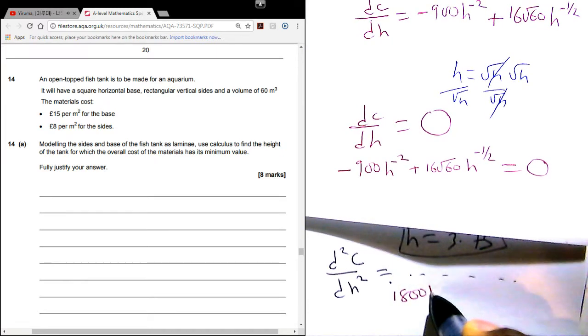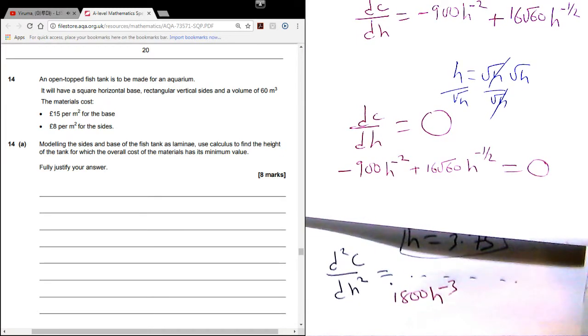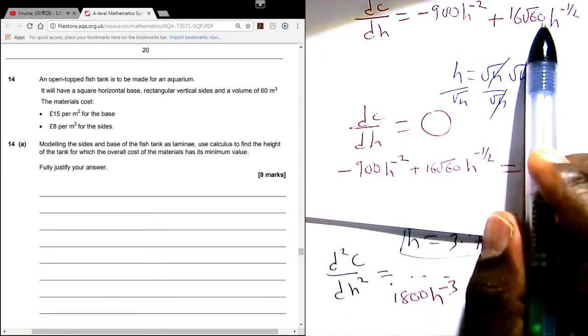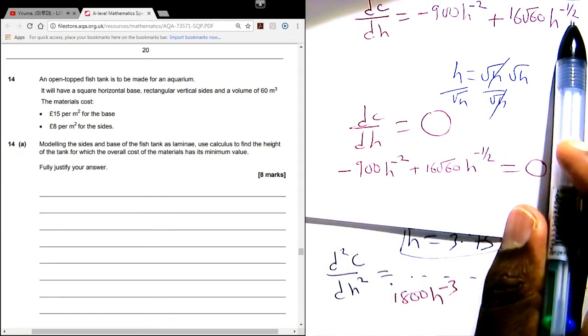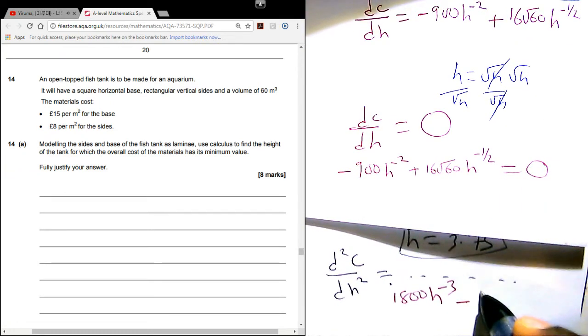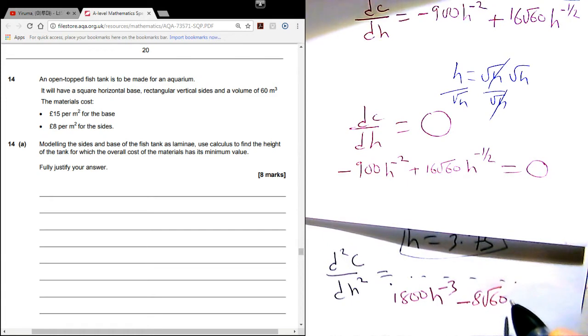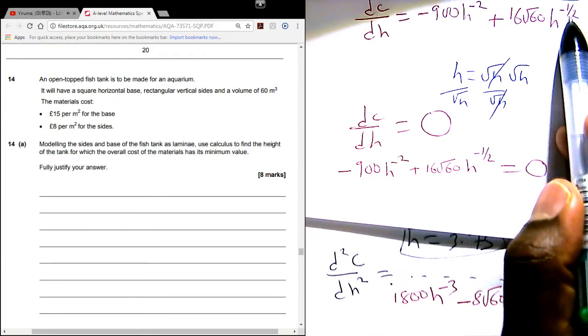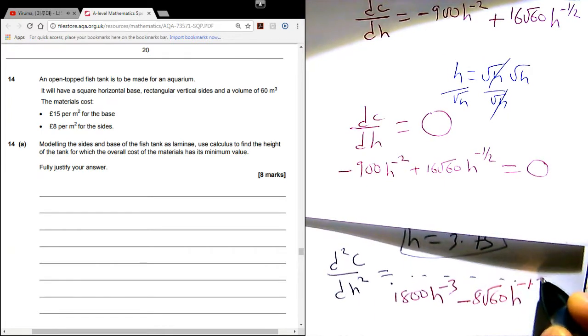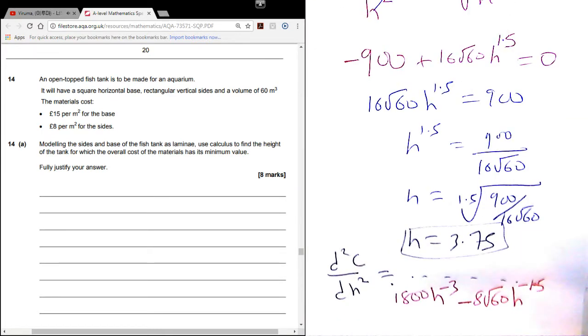1800 h to the minus 3, because you take 1 away from the power, and you do the same to that, multiply this by the new power. So that's half of that again with a negative there. So negative 8 root 60, and you take 1 away from that power, so it becomes h to the minus 1.5. Okay, so this is the second derivative.